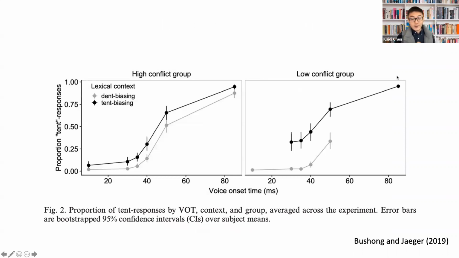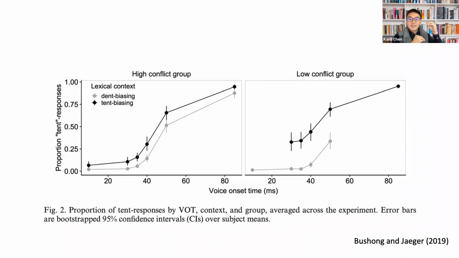Here are their results. Okay, let me orient you to this graph. Proportion of tent responses as a function of VOT for the two lexical contexts. So dent in gray and tent in black. And also for either a high conflict group or low conflict group. The lexical context effect is illustrated by the displacement of the dent and the tent lexical context, namely the displacement of the black line and the gray line.